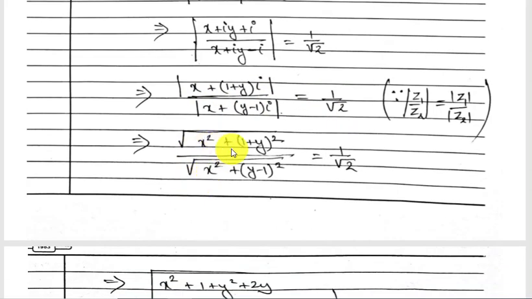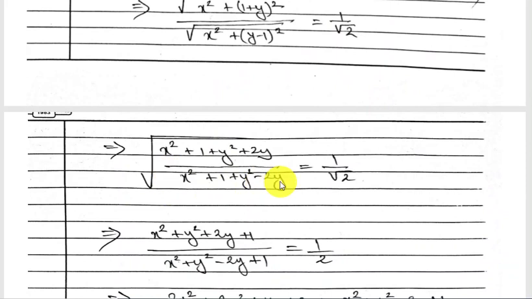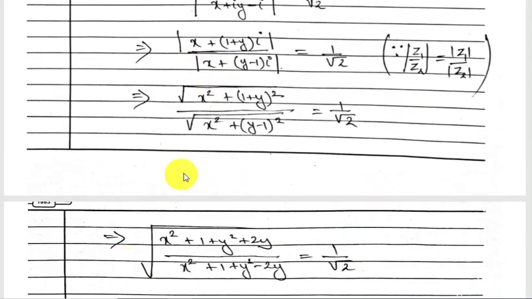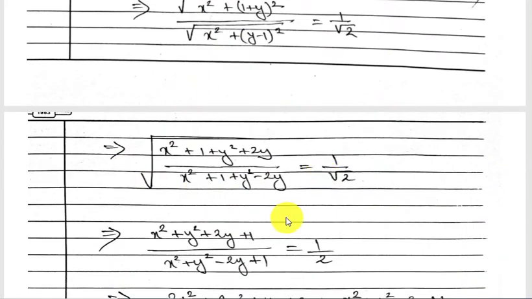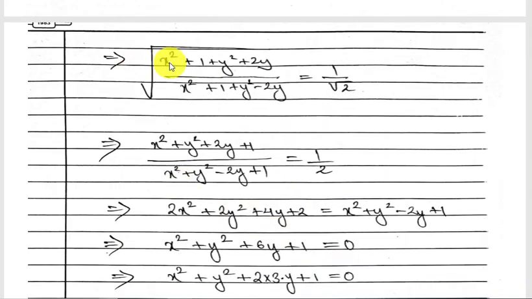You know how to find the modulus. Here this is your a part, this is your b. So square root of x square plus (y plus 1) whole square upon square root of x square plus (y minus 1) whole square is equal to 1 by root 2. This root is for the whole, so we take squaring on both the sides. So the root is removed over here and over here.